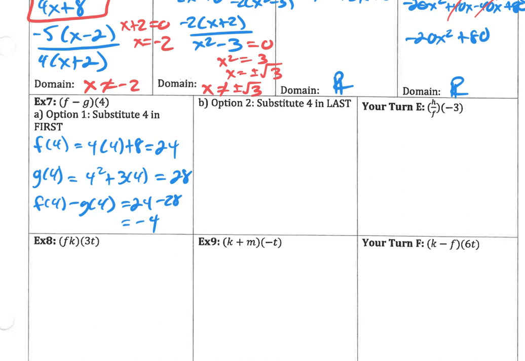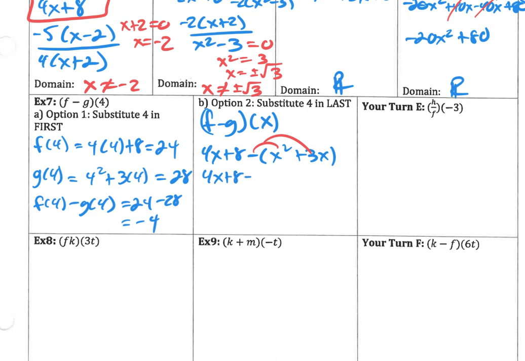The other way to do this, option 2, is to go ahead and plug in 4 last. So we're going to do f minus g of x, and then we're going to plug in a 4. So we're going to write our f function first, and then make sure we put our g function in parentheses in case we need to modify it based on distributing. We're going to make both of those terms the opposite here. So now we have 4x plus 8 minus x squared minus 3x.